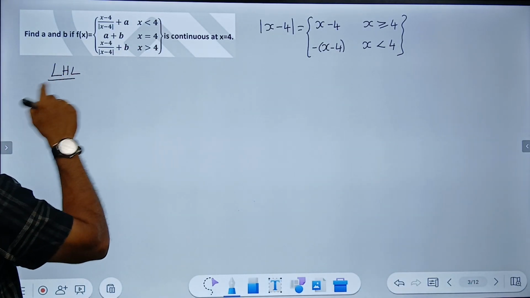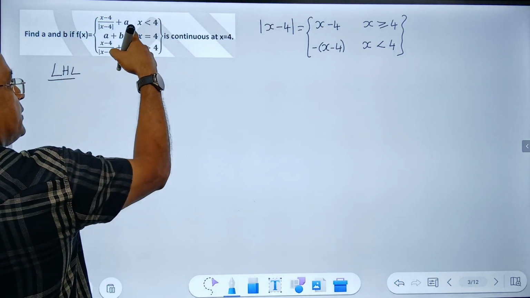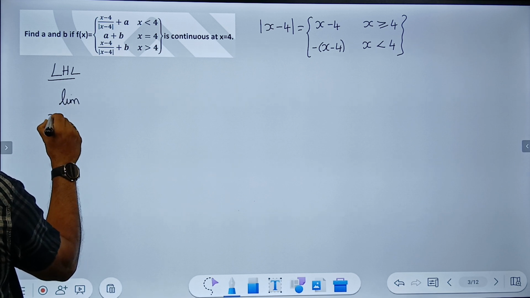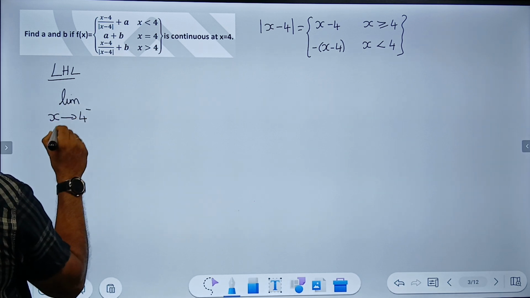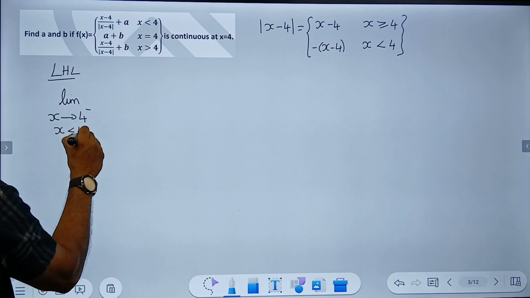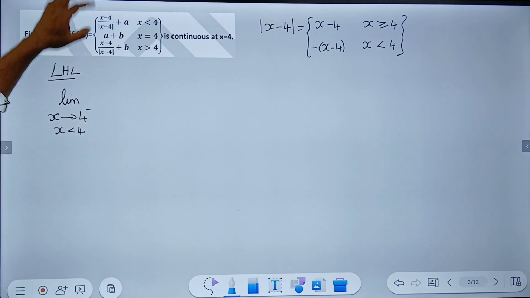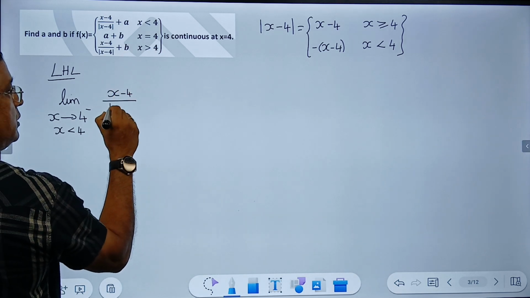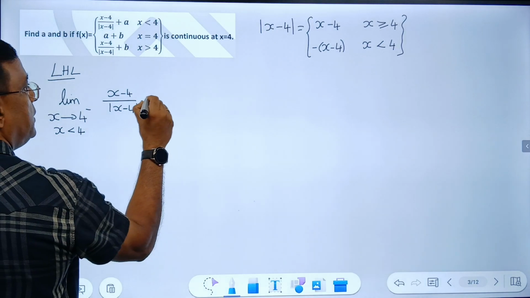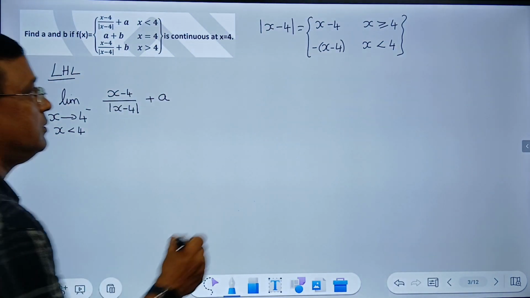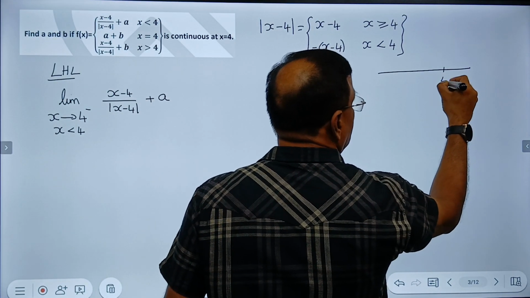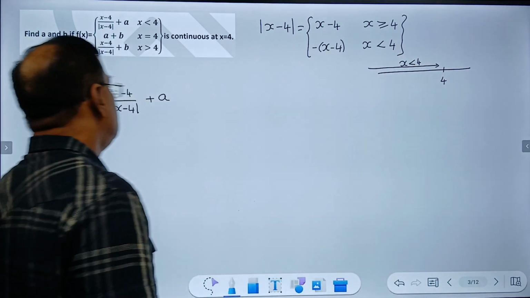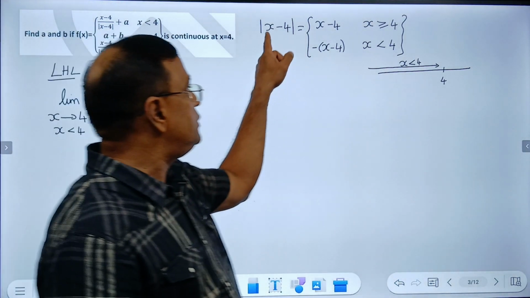Now, let's go to left hand limit. I am doing LHL and RHL because there are two different functions to the left side and right side of 4. So what is left hand limit? Limit x approaches to 4 minus. 4 minus means x is less than 4. X is less than 4 means I have to use this function, right? So it is x minus 4 by modulus of x minus 4 plus a, correct? So x is approaching 4 from the left side, so x is definitely less than 4. Now when x is less than 4, what is the definition of mod x minus 4?